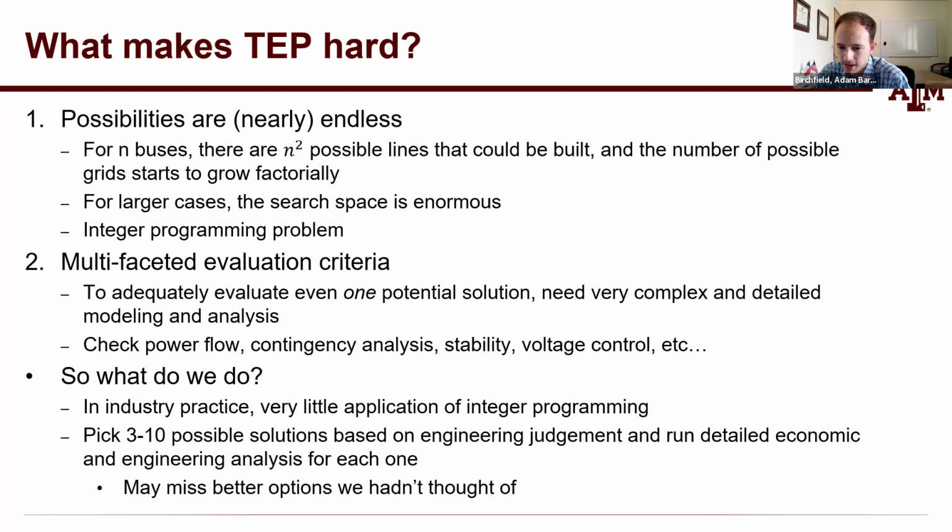So what do we do? Industry practice, to my knowledge, has very little application of integer programming methods. Typically the method is to pick a relatively small number of possible solutions, hand design them using engineering judgment, figuring out what transmission lines might possibly be good to build. Then for each one of those, try to run a detailed economic and engineering analysis to pick one. Of course, that has worked really well for us. But I think there could be a possibility of missing better options we hadn't thought of, merely because each of those individualized studies takes a tremendous amount of work.